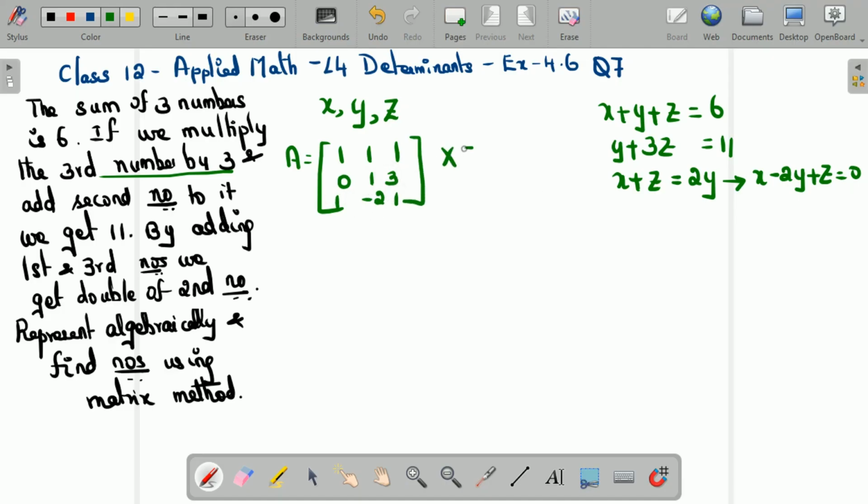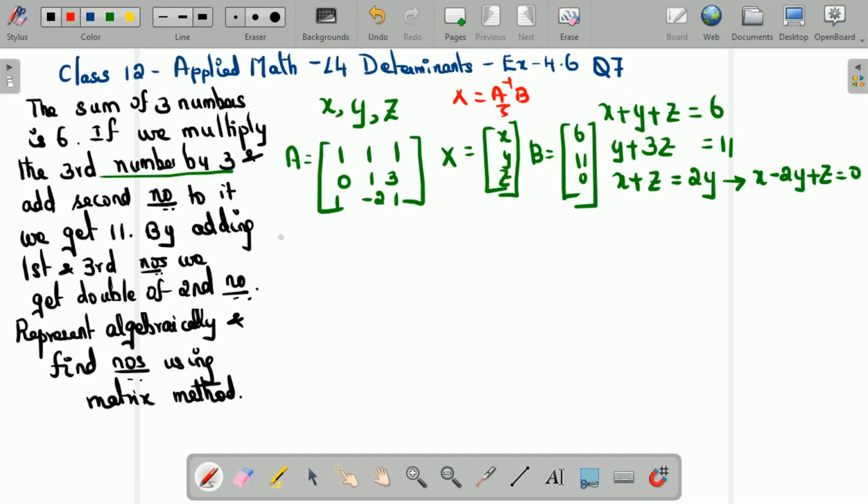Now the X matrix will be the variable matrix. So x, y, and z. And B will be the constant matrix. So 6, 11, and 0. So according to matrix method, X will be equal to A inverse of B. So let's calculate the A inverse.